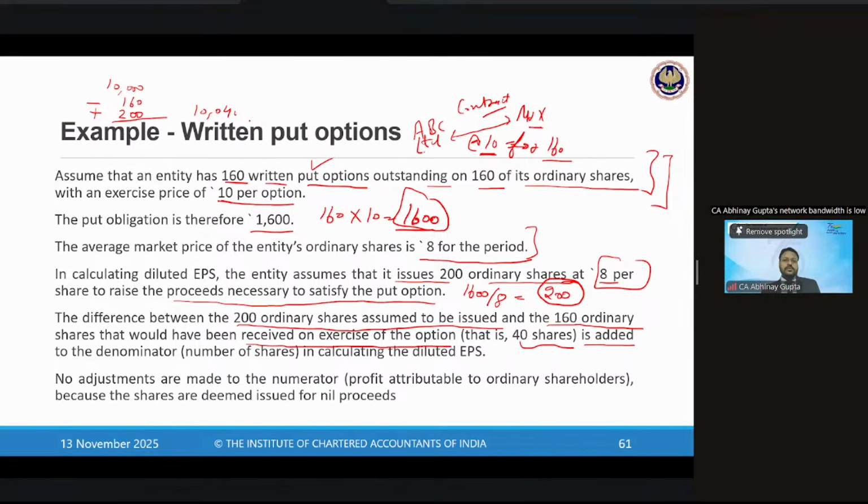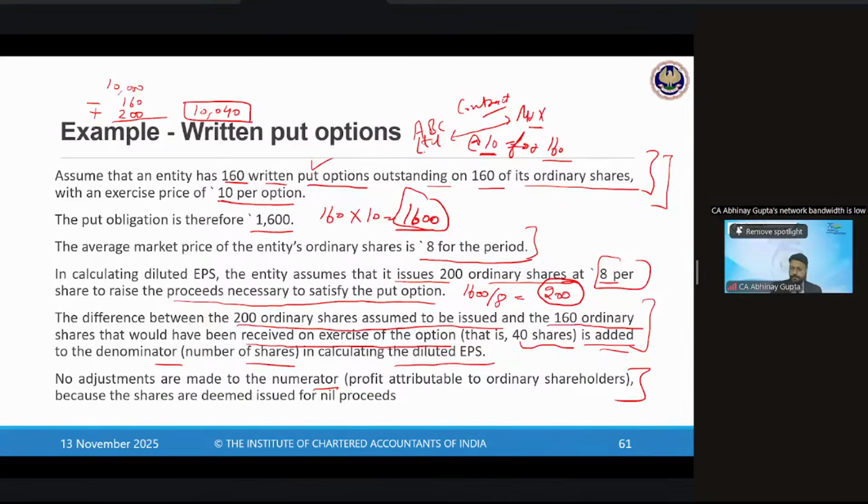Yes or no? 10,040. Yes. 10,040, right? So that's what the 40 shares are added to the denominator, that is the number of shares in calculating the diluted earnings per share. No adjustments to the numerator because nothing is happening to my profits, right? So the numerator will remain the same, the denominator will be increased by the delta of the shares issued over and above the shares bought back. That's what the standard says.